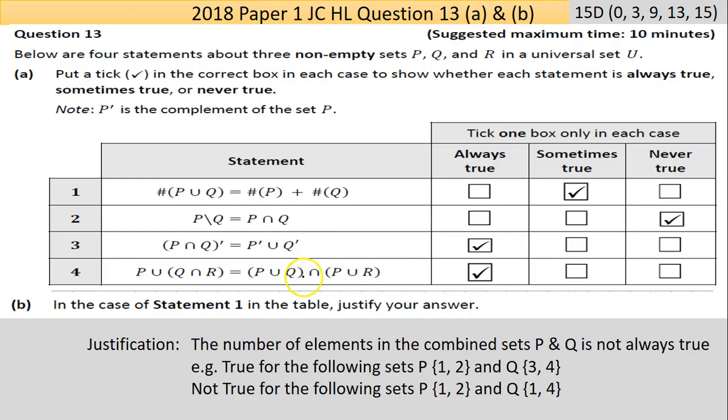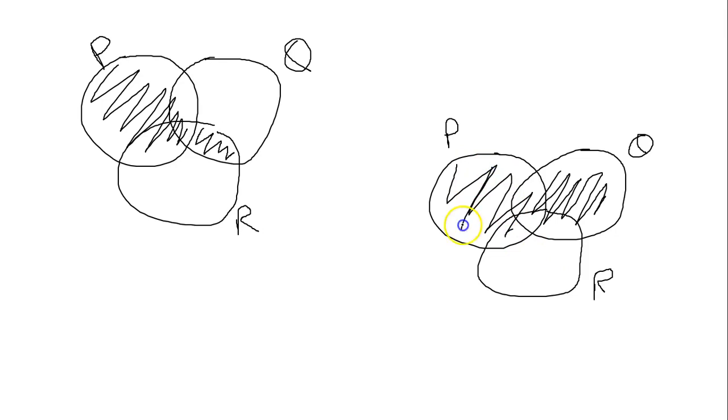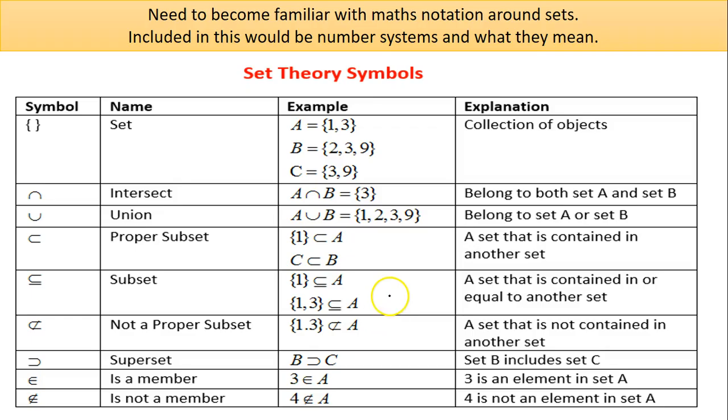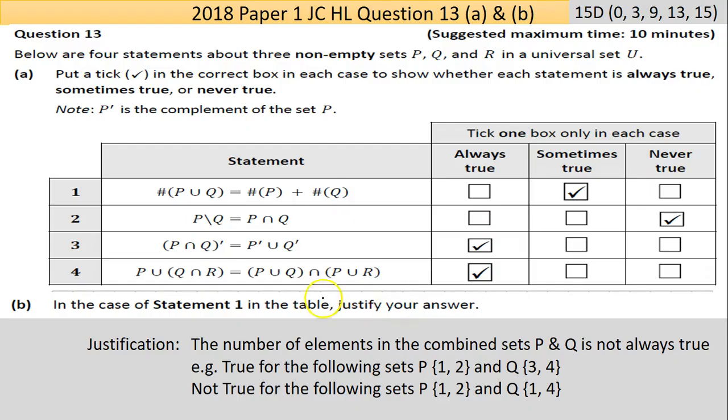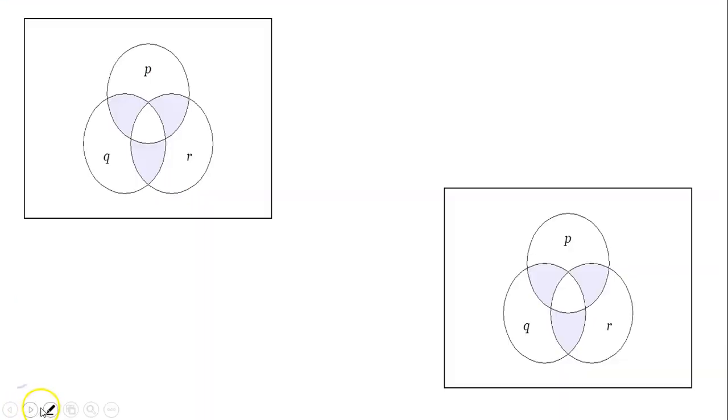Now P union R is all of this joined together. And the intersection of those things, where those two things are joined together. Okay, let's give that a go again.